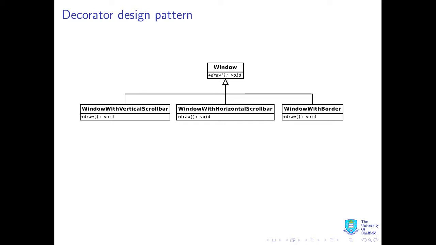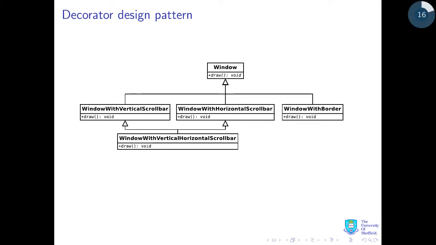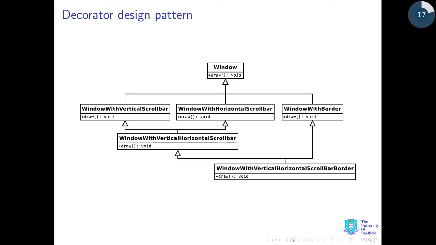But let's say you want to combine some of the features, so you could have a vertical and horizontal scroll bar together on the same window, so you need to create another class. And in case you want all these features together, you need to create another class which again overrides the method draw. So you can see the issue is that as I add more features to the window, I may end up with an exponential number of classes in order to cover all these possible combinations.